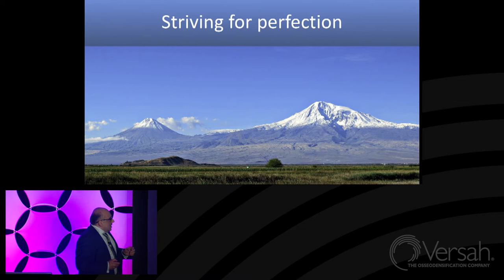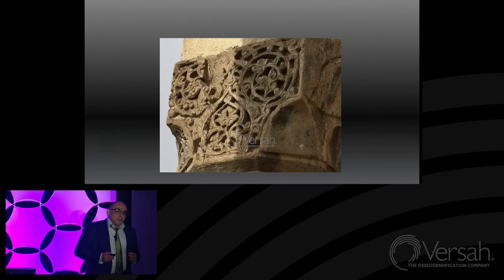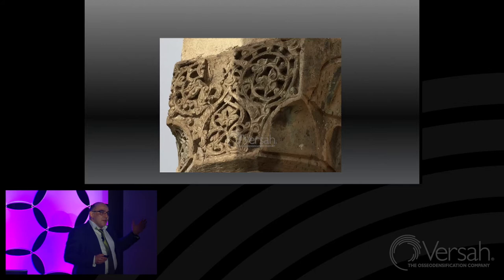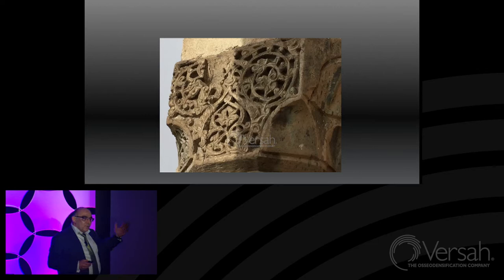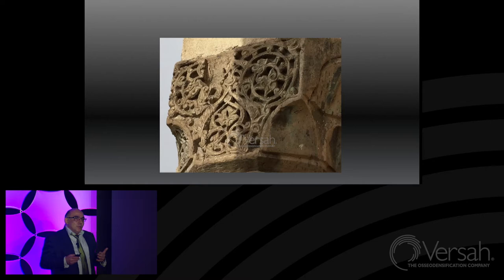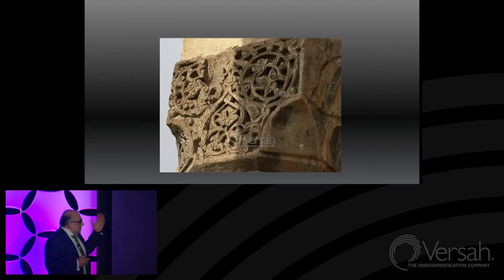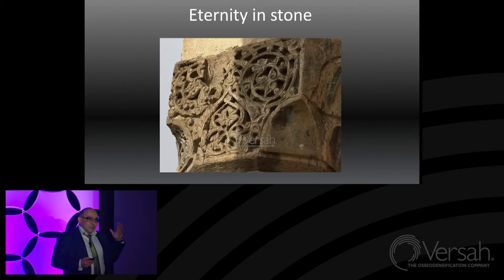This is a piece of stone from the ancient capital of my homeland, Ani, which is also located on the territory of Turkey. But let's imagine, it was built 1,111 years ago. Look at the perfection of the craftsmen who created this. We have to try to reach it, maybe impossibly, but we have to go in that direction, to try to mimic nature, because nature creates the most perfect creation we ever see. That's why I said eternity in stone. Once again, more than 1,000 years, and it's beautiful still now.